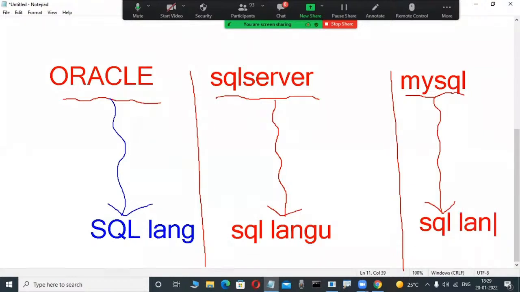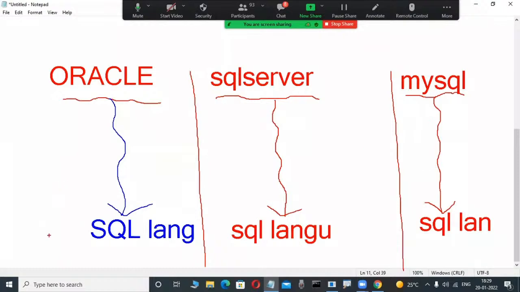Now, what is my doubt? So many people attending this demo class have a doubt: are all these SQL languages the same or different? Can anybody guess? Only one answer is correct. Suppose you are working on an Oracle database product in your system, your friend is working on a SQL Server product, and your other friend is working on a MySQL database product.